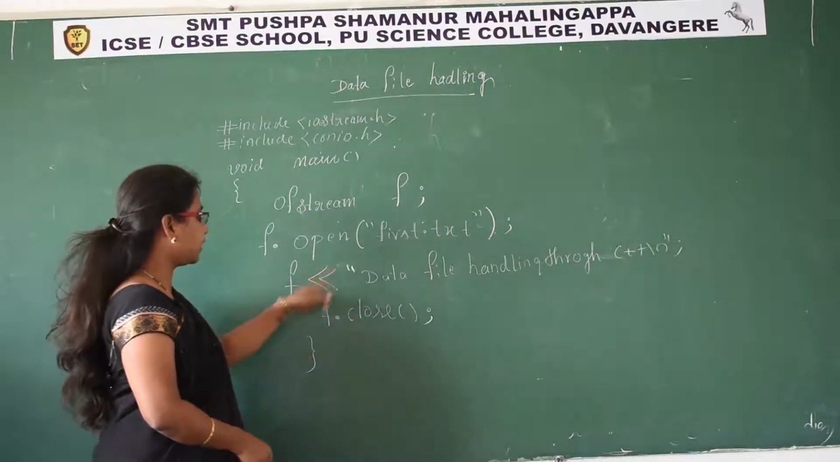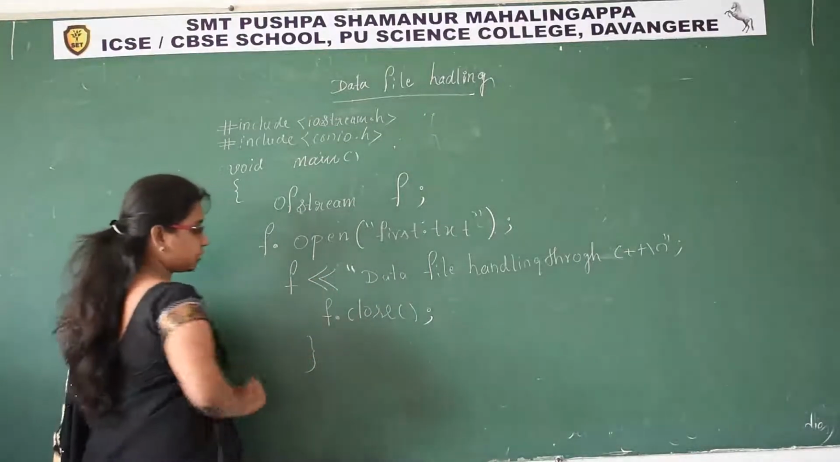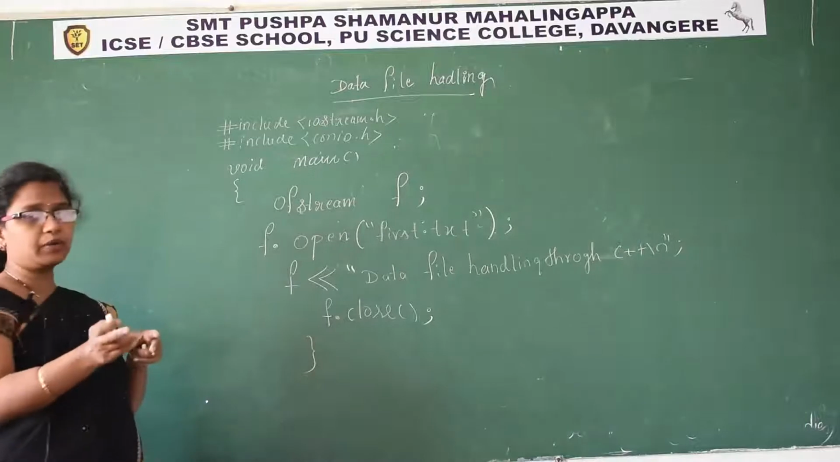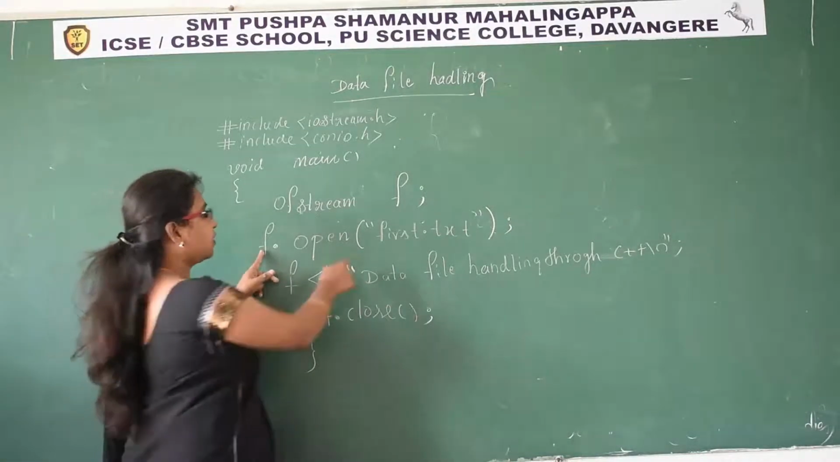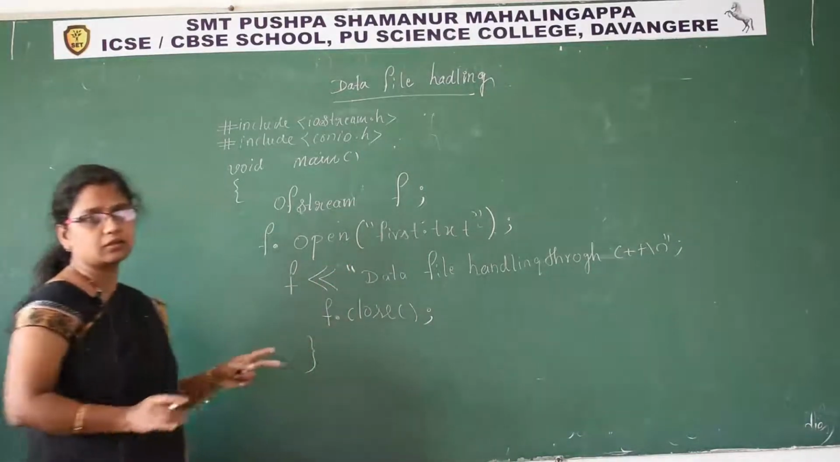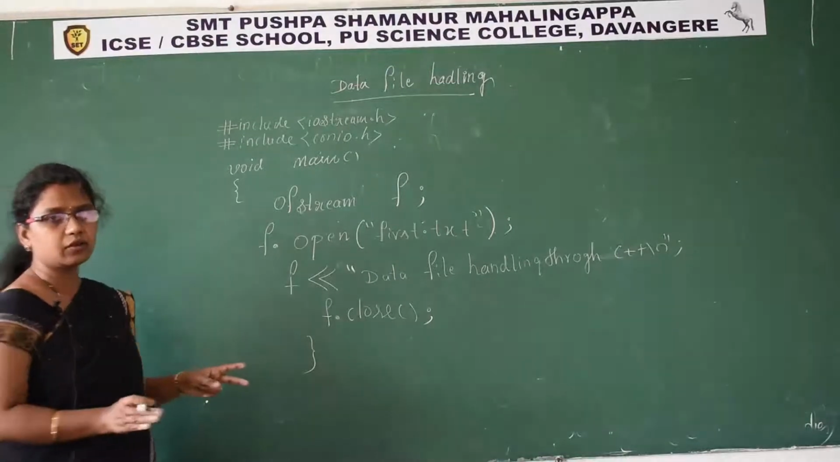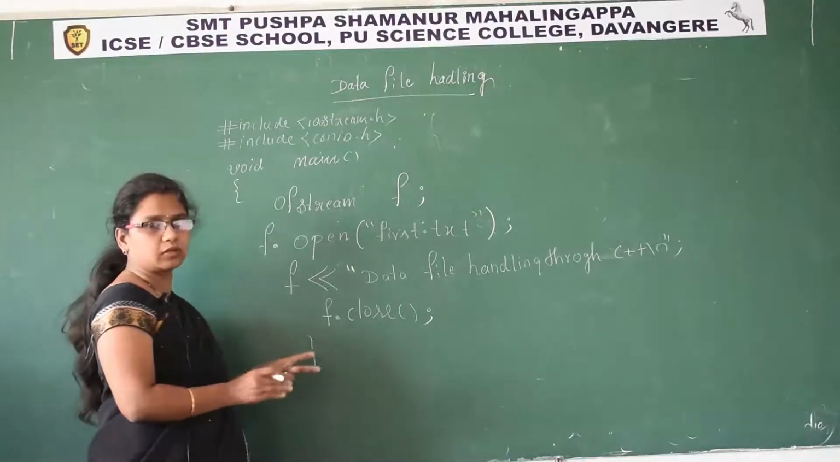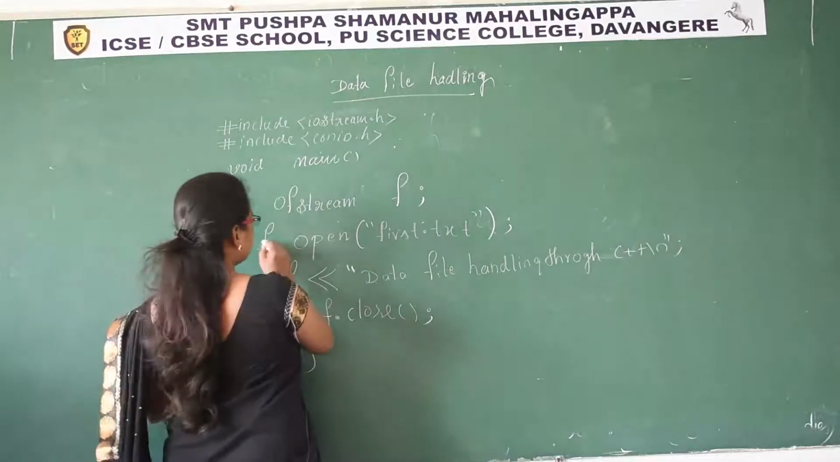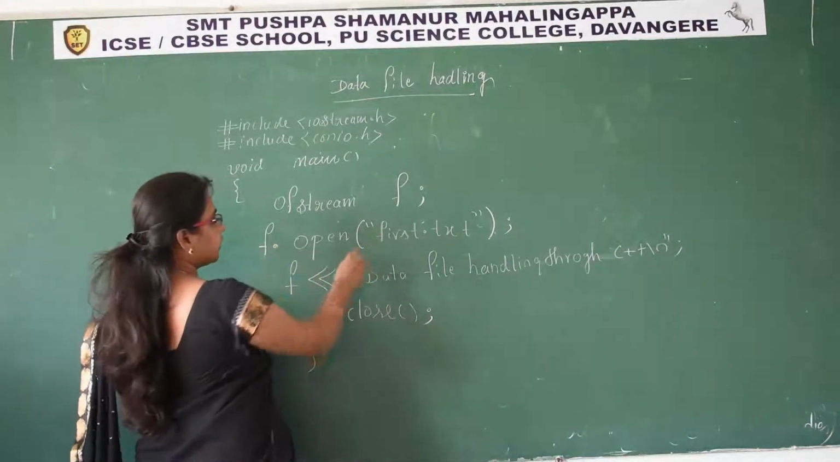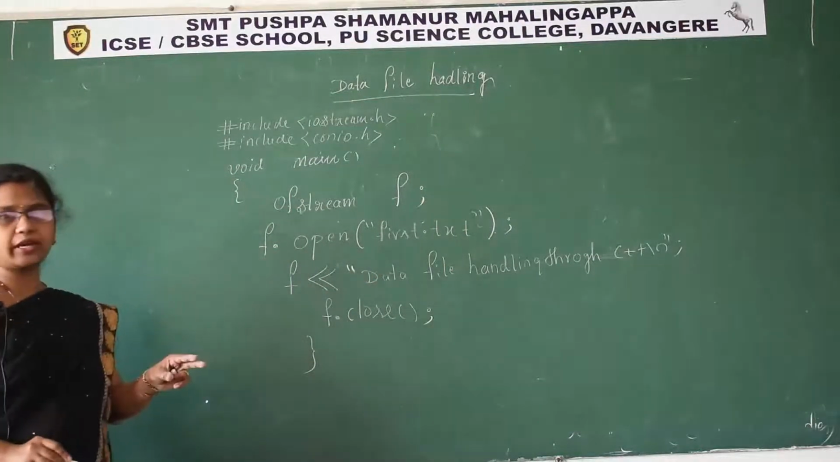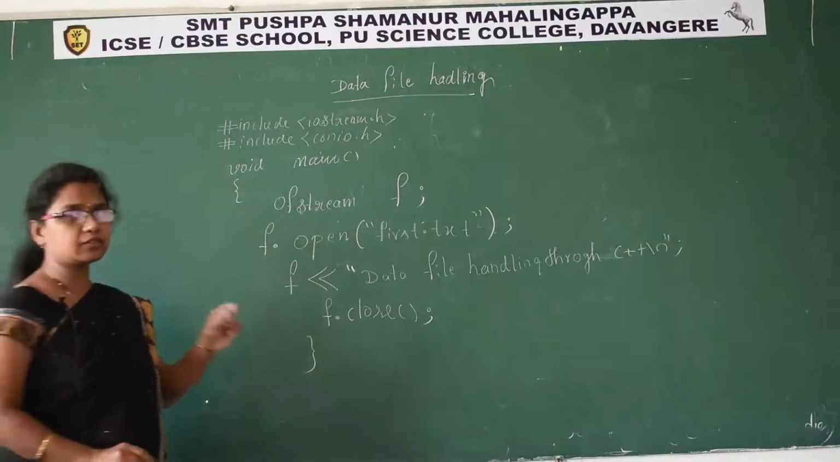When you call the close function, what happens? That link between the object and the file will be released. What kind of link is it? This object points to the address of the first location, the first memory address of that file.